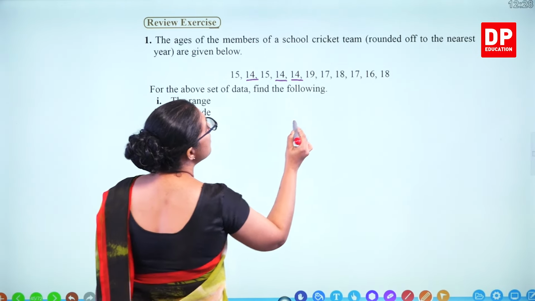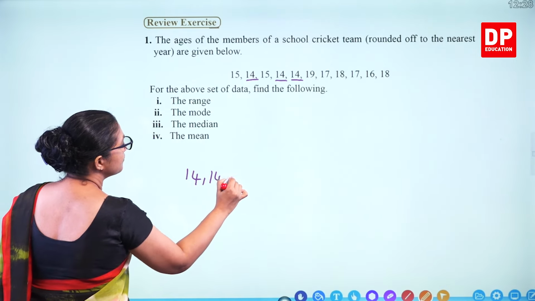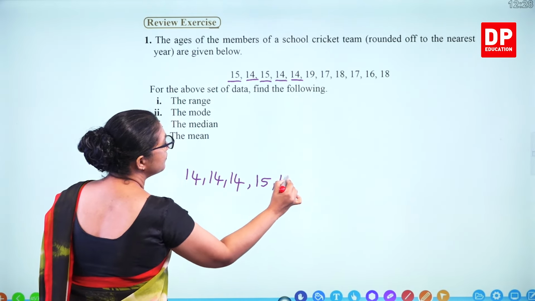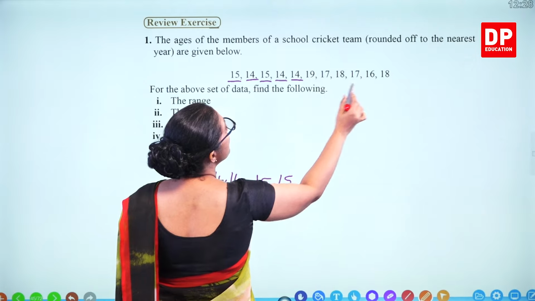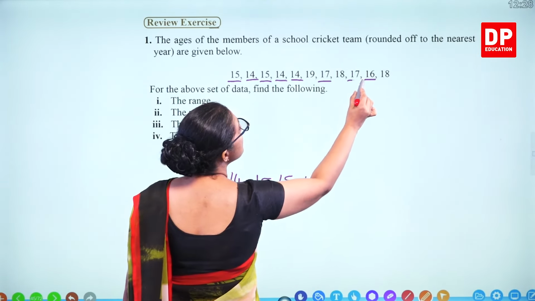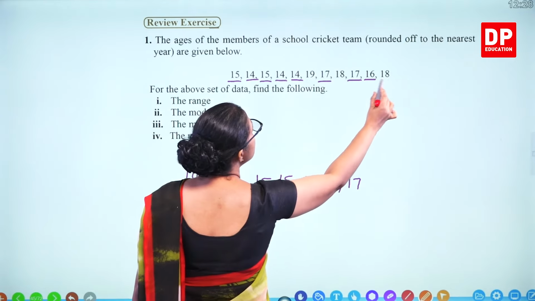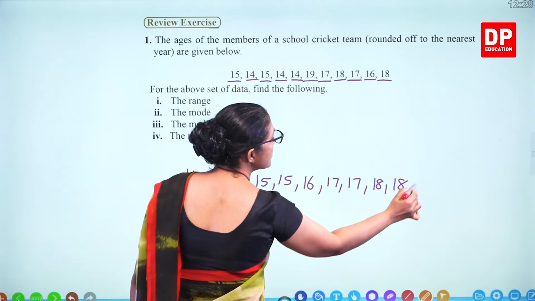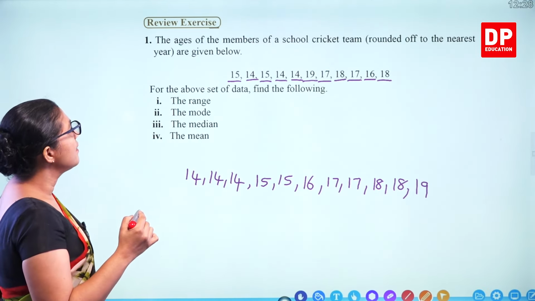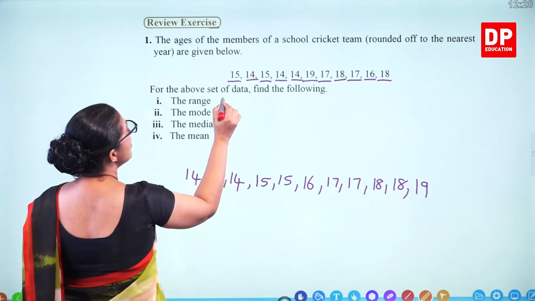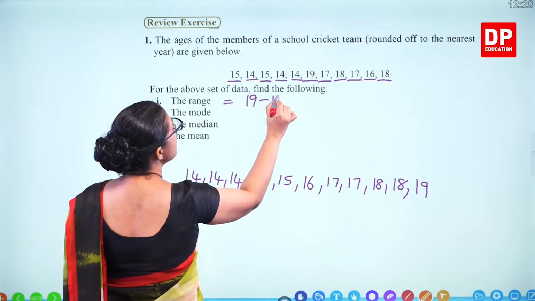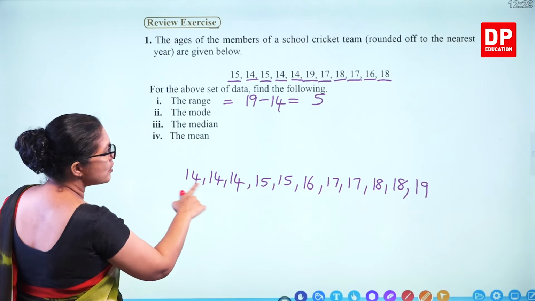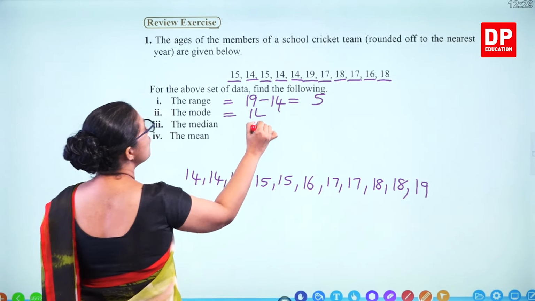14, 3 times. 15, twice. Then 16 once. 17 twice. 18 twice. And 19 once. Now we can find the range. What's the range? Highest minus the lowest. 19 minus 14, that's 5. Mode, the most frequent number: 14, 3 times. So 14 is the mode value.